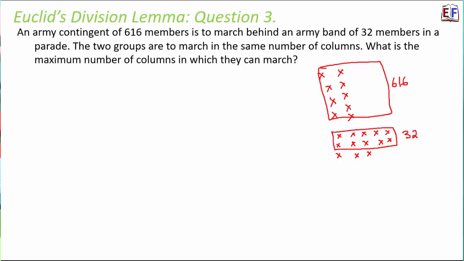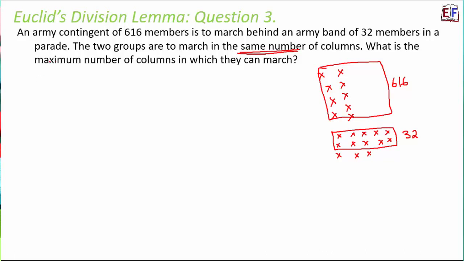Now, whatever is the number of columns here for the band, that number has to be a factor of 32, right? Because 32 people need to stand. So it could either be in 2 columns, where 16 in each, 16 in one, 16 in another. It could be in 4 columns, 8 in each column, right? So that number has to be a factor of 32. Similarly, the number of columns here should be such that it is a factor of 616. Now the question says that the number of columns has to be same for both of these groups. That means this has to be a common factor of 616 and 32.